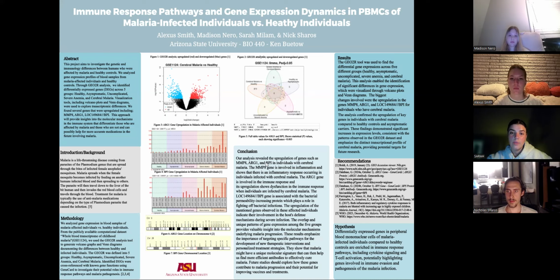For our conclusion, we found that certain genes like MMP8, ARG1, and BPI are more active in individuals with cerebral malaria. These genes are linked to inflammation and immune dysfunction, highlighting their role in severe infections. The results suggest that cerebral malaria may have a distinct molecular signature, which offers insights into the disease's progression and potential new targets for treatments and vaccines. Future research could focus on how these genes influence malaria and help in developing better therapies.